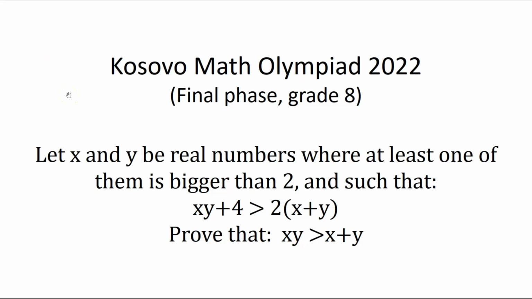The condition of the problem states that x and y are real numbers where at least one of them is bigger than 2, and such that xy plus 4 is greater than 2 times (x plus y). We are asked to prove that xy is greater than x plus y.